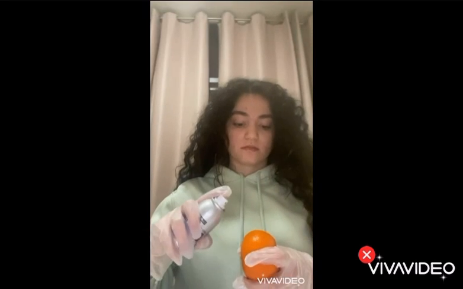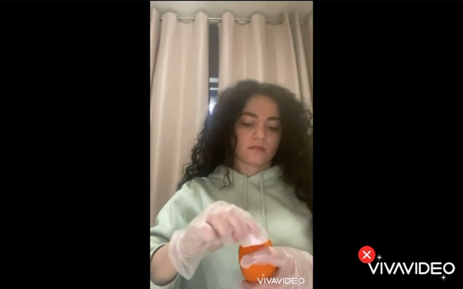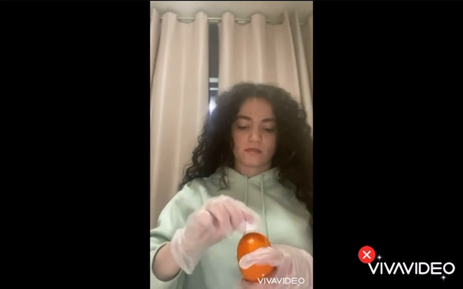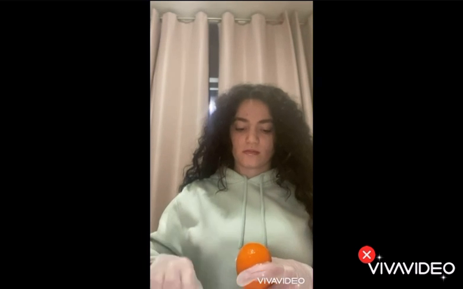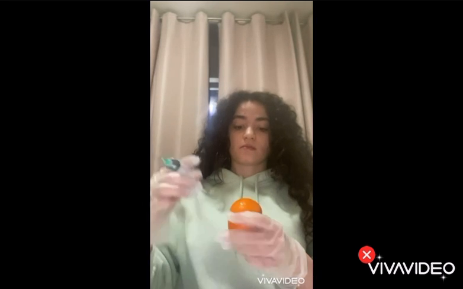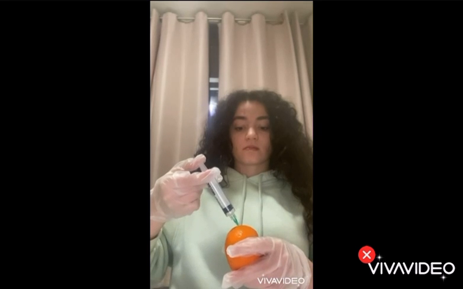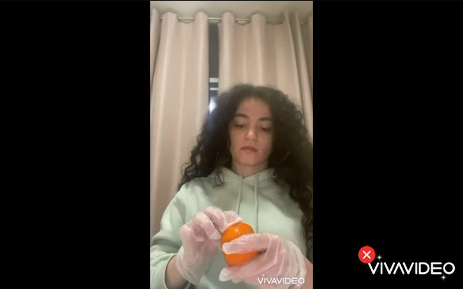Now again, we spray on the area of injection and we get a cotton to dab the area and remove the spray that we applied to remove all the microbes in that area, and then we get a syringe to inject at about 45 degrees, and we do that to remove the bubbles, and get a cotton to dab it.